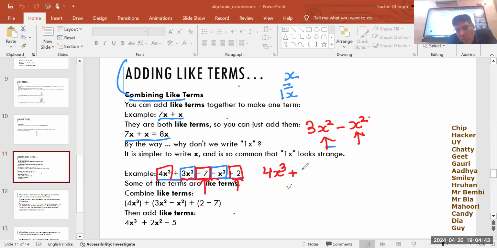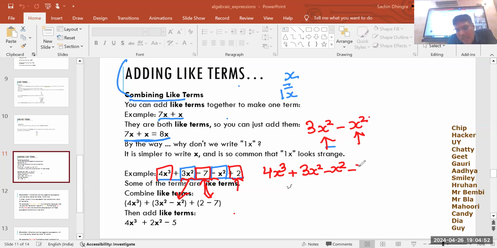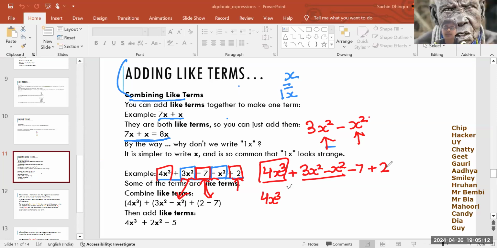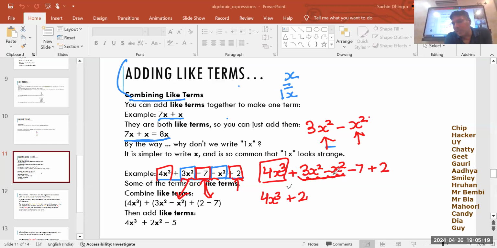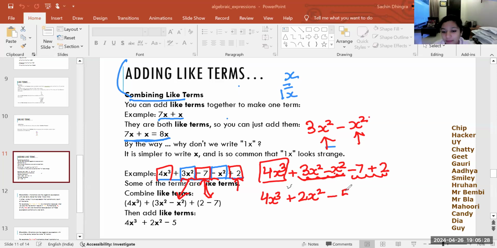I will write 4x cube, and 3x square minus x square together. I combined these two, the blue ones, and combined the constants, minus 7 plus 2. The 4x cube is unlike, it will stay as it is. What will be 3x square minus x square? Sir, 2x square. It will be 2x square, like 3 minus 1 is 2x square. What will be minus 7 plus 2? Sir, minus 5. Minus 5.